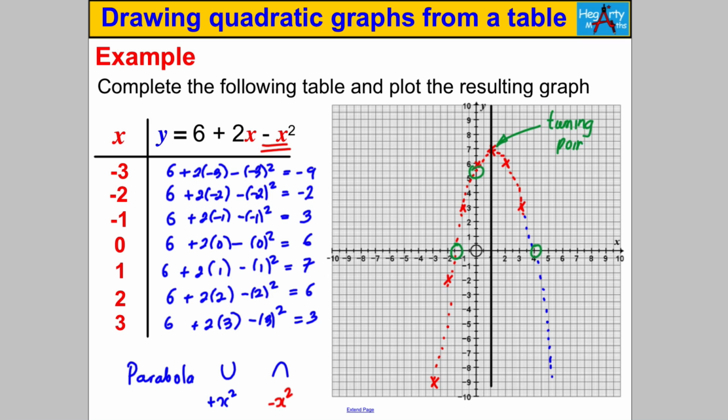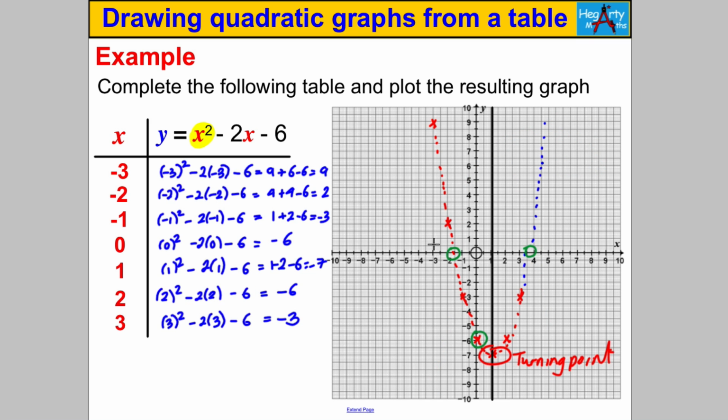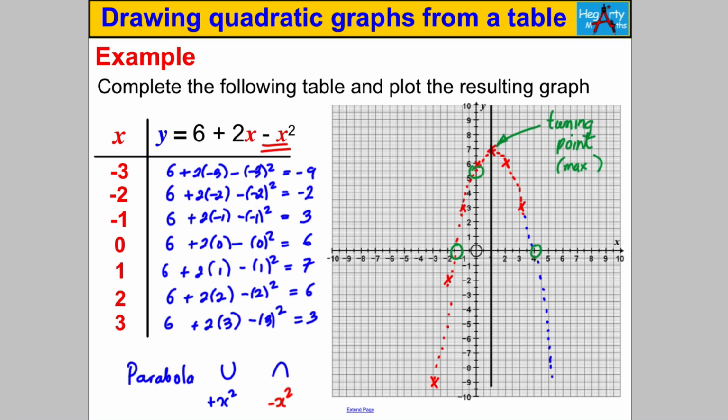In this case, it looks like what we might call a maximum point. It's where the graph reaches its maximum before it starts coming back down, whereas in the case before, we may have decided to call the turning point a minimum, because it reached its minimum point and then started going back upwards. Okay, right, let's try one more.